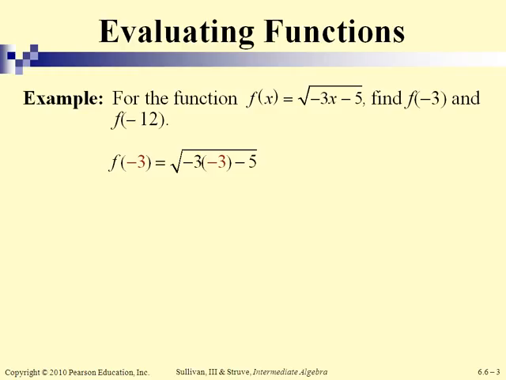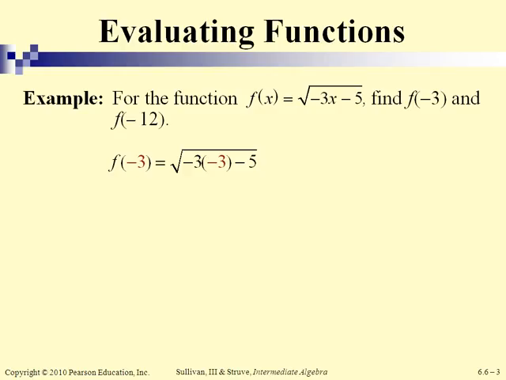So let's see, what is f of negative 3? Square root of negative 3, and when you see x, you substitute by negative 3, right? And then minus 5. Are you with me? And then? It's positive 9 minus 5. And then? Square root of 4. And then? It's 2. You got it. So isn't that easy?